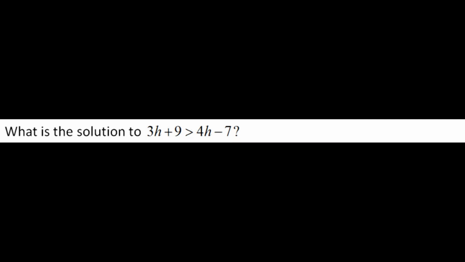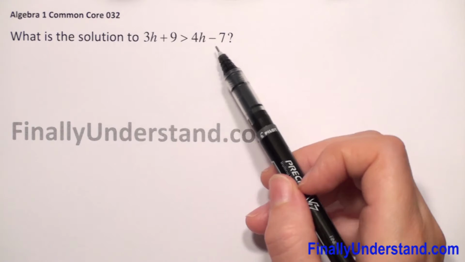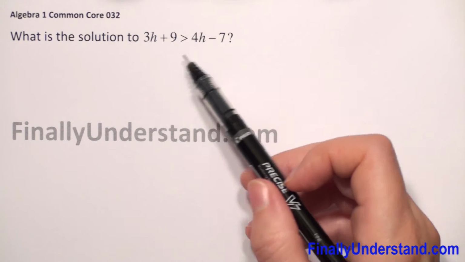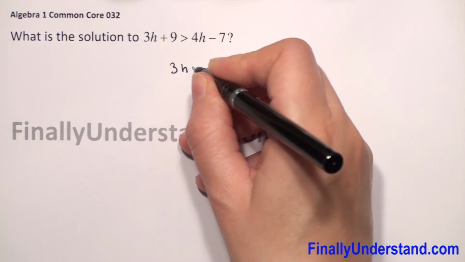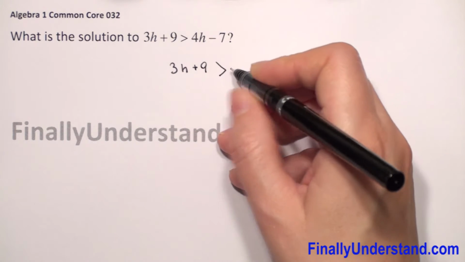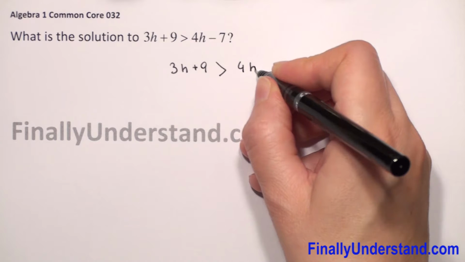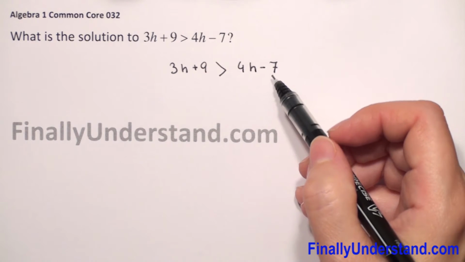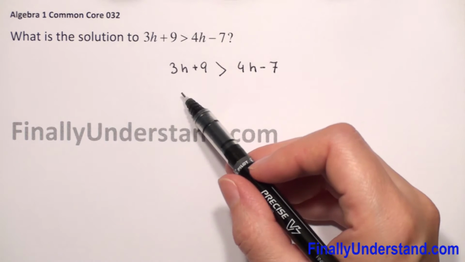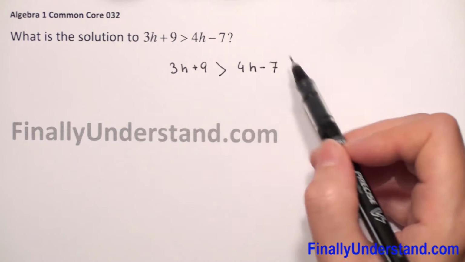What is the solution to 3h plus 9 is greater than 4h minus 7? We have a linear inequality. Let me copy our example. We have 3h plus 9 is greater than 4h minus 7. To solve this inequality, we will move expressions with the unknown to the left and the numbers to the right.